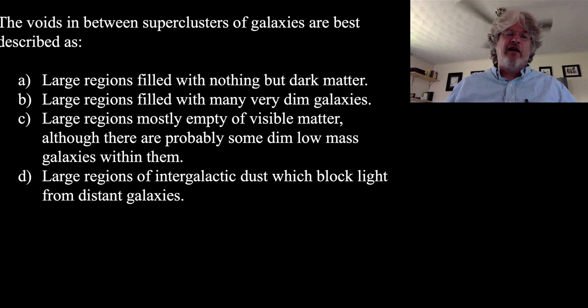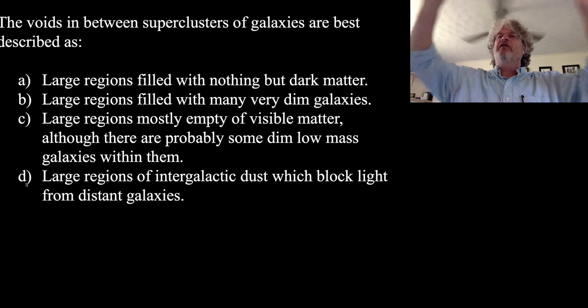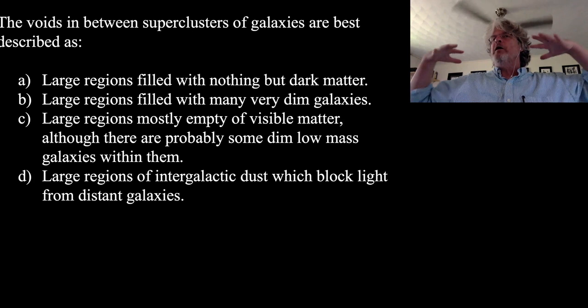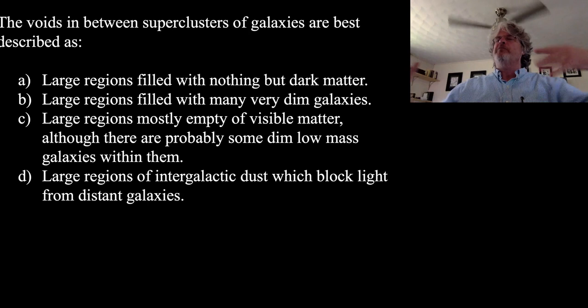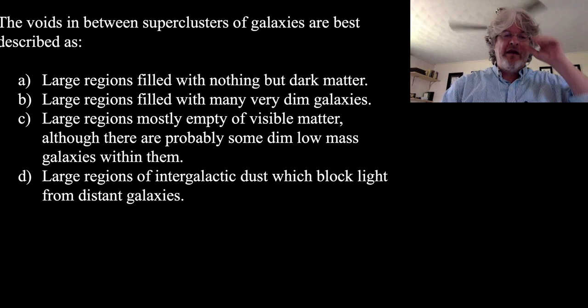Okay, no, it's not dust blocking light. These are actually voids between superclusters. This idea of a filament structure, and remember what we talked about with the dark matter clumping up shortly after the formation of the universe, and then the visible matter following the dark matter, so that the dark matter probably is in these filament shapes, and it's pulled the light matter then to it. So no, it probably wouldn't be A either.